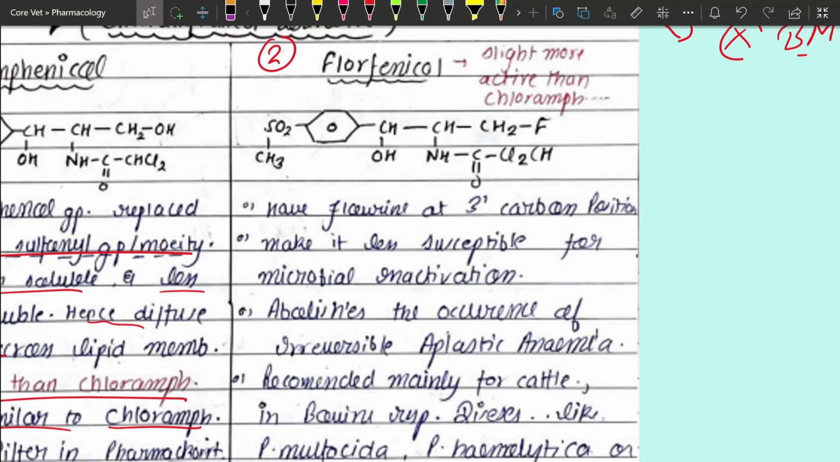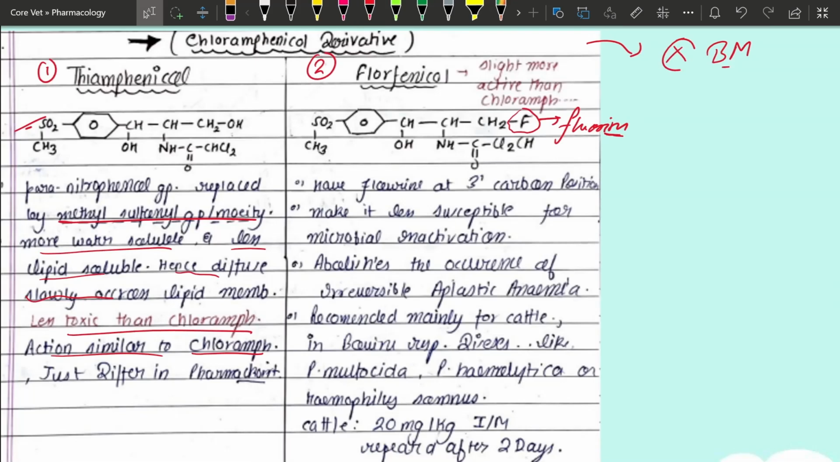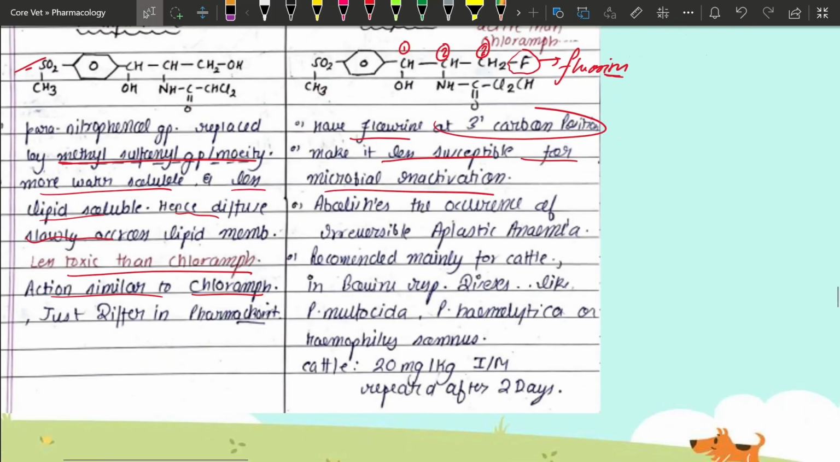So why florfenicol? Because there is an addition of fluorine in the structure of chloramphenicol. That's why it is known as florfenicol. There is no bone marrow depression due to florfenicol. See, the fluorine has been attached at the third carbon position, 1, 2, and 3. So at the third carbon position there is the fluorine, right? It is less susceptible to microbial inactivation. Chloramphenicol is more susceptible to microbial inactivation in comparison to florfenicol.